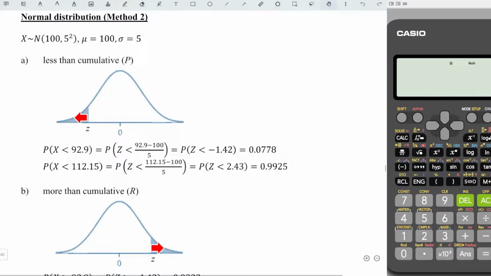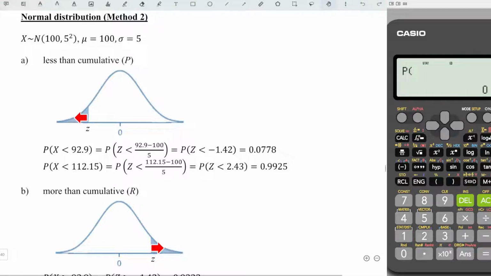Let's move on to the second method. This time we press mode and look for statistic. Number 3. Press AC and press shift 1. Let's get distribution number 5. P stands for less than cumulative, while R stands for more than cumulative. For less than cumulative, we should choose number 1, P.